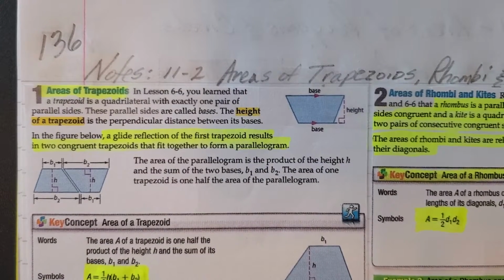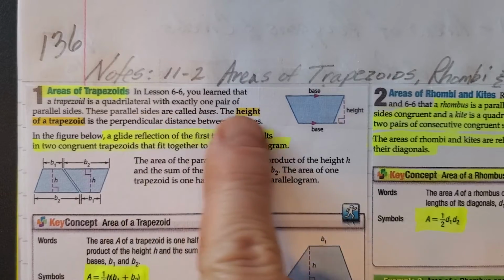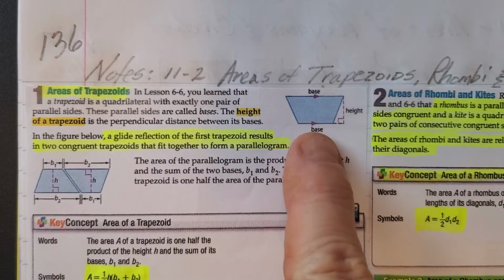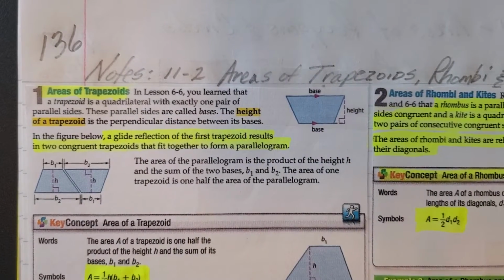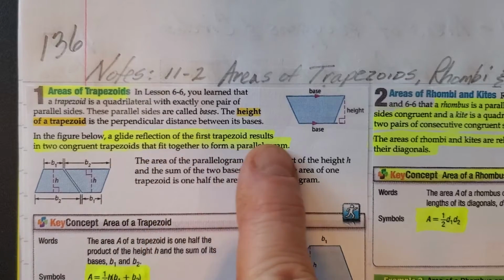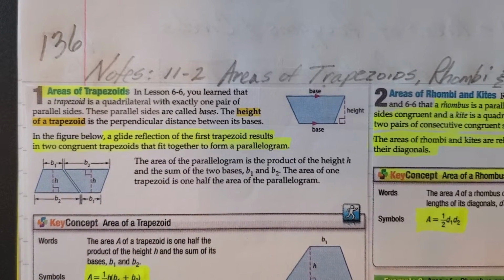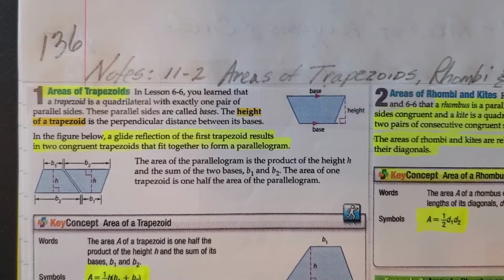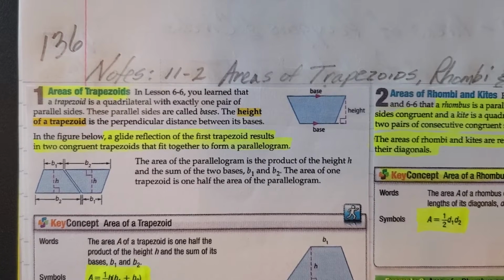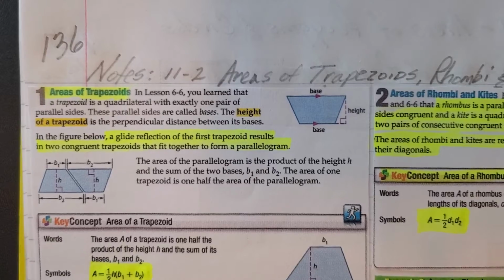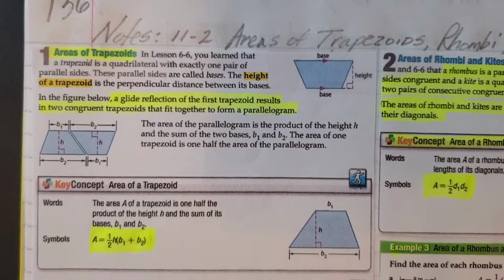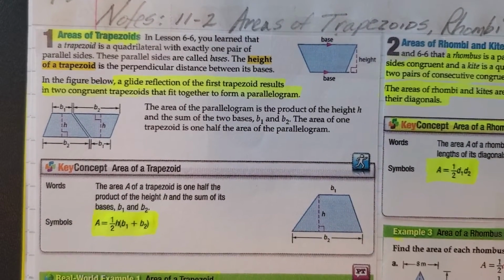So, areas of trapezoids. We can read through this, but there's your height, there's your two bases. You can do a glide reflection of the first trapezoid, which results in two congruent trapezoids that fit together to form a parallelogram. And you know a parallelogram is base times height. So we have to put together the two bases. That's what we do in the formula here as I move down the page.